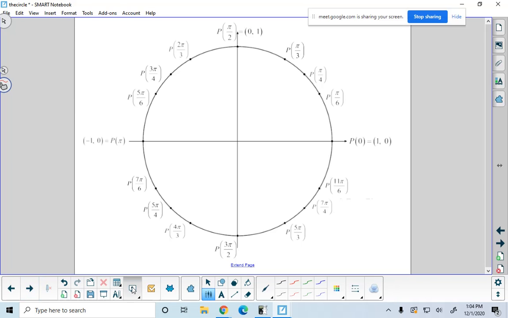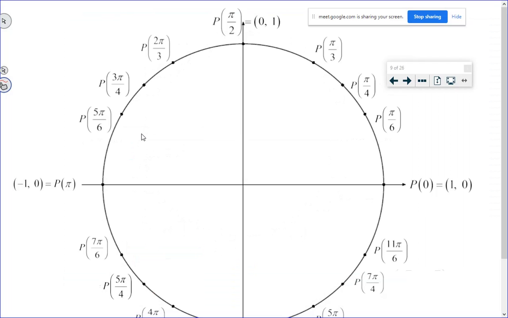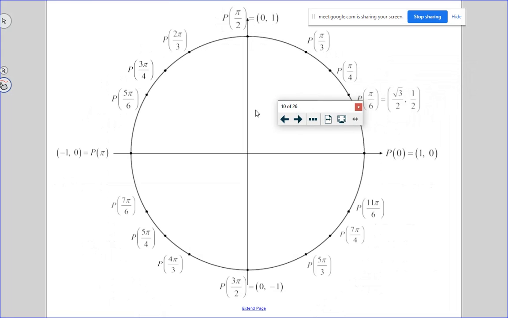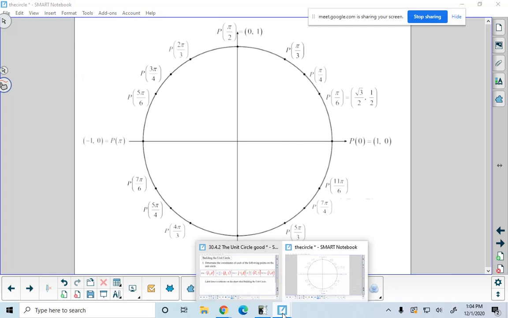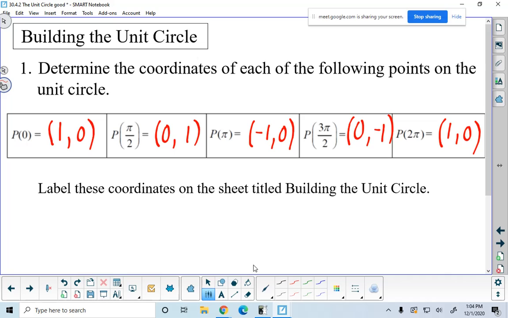I'll go full screen maybe to make it a little bit bigger. When you look at the top, I now have P of pi over 2 equals 0, 1. And at the bottom, I have P of 3 pi over 2 equals 0, -1. Any questions with those? I got a problem here with it jumping ahead. That's okay. Any questions with those sets of points?